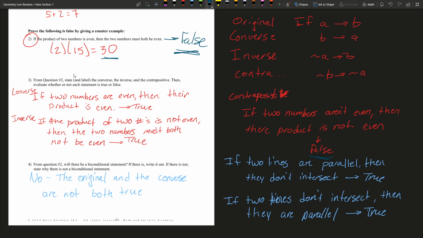Okay, before we go to the proofs, any other questions? Yes, the conditional is the original.